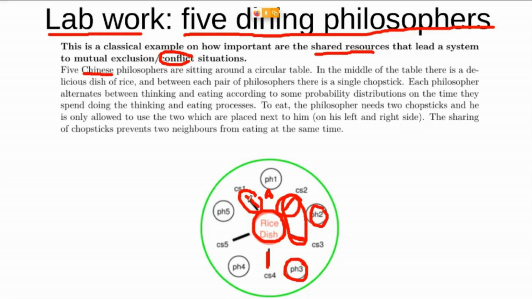Okay? So the statement is, each philosopher alternates between thinking and eating according to some probability distributions, okay? On the time they spend doing the thinking and eating processes. To eat, the philosopher needs 2 chopsticks and he is only allowed to use the 2 which are placed next to him, okay, on his left and right side. The sharing of chopsticks prevents 2 neighbors from eating at the same time.